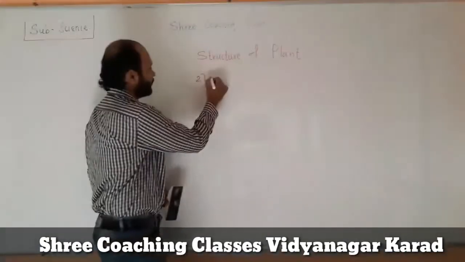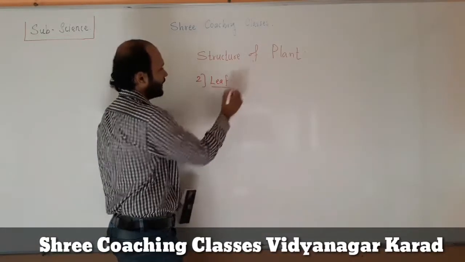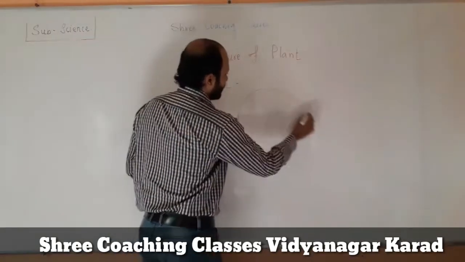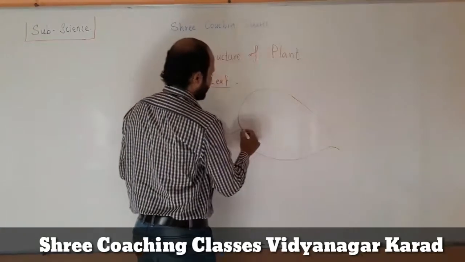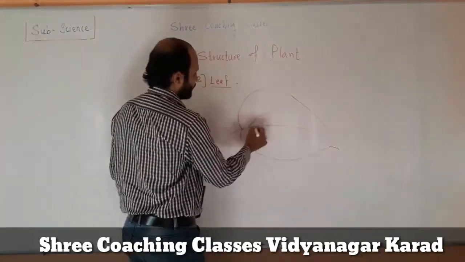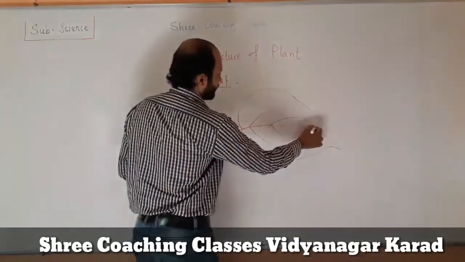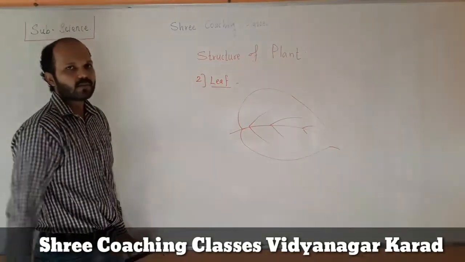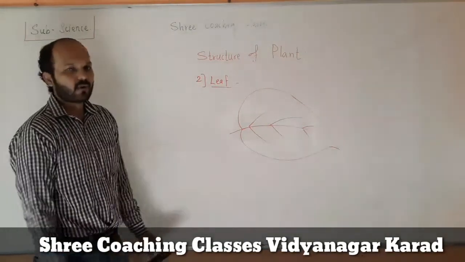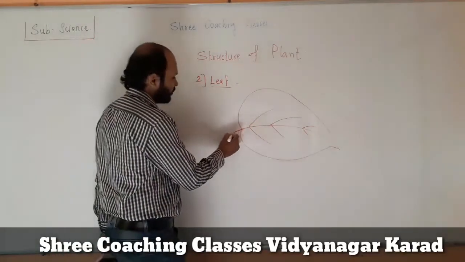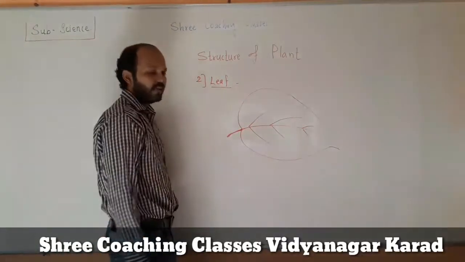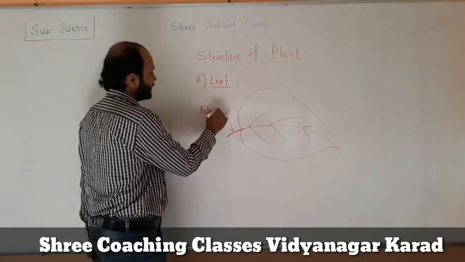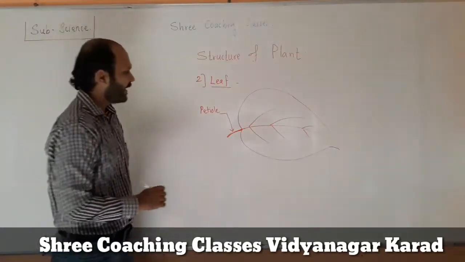Next point is leaf. I will draw here a diagram of a leaf. It is a rough diagram of a leaf. In exams, a question to draw a diagram like this can come for 2 marks. So this is the stalk of the leaf, known as the petiole.